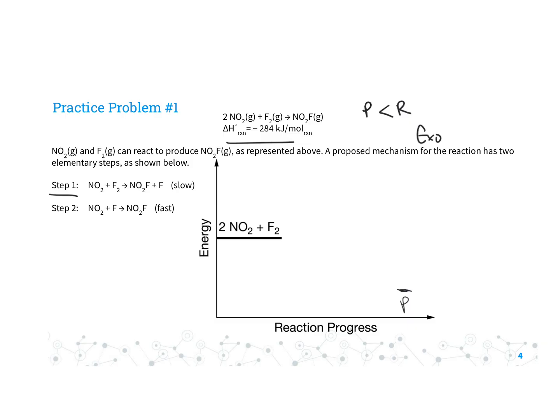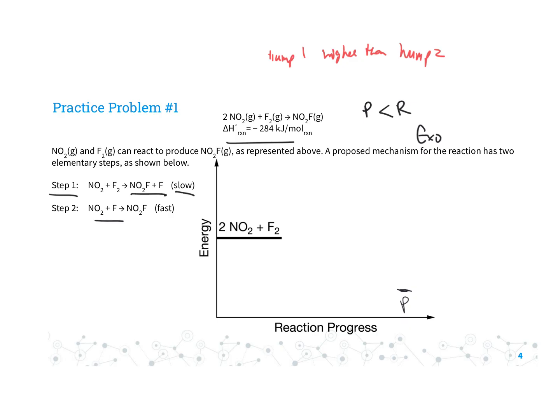We're also told that we have two steps. Step 1 is NO2 plus F2 makes NO2F plus F, and that's slow. Second step is NO2 plus F makes NO2F, and that's fast. And so what we know here is that hump 1 is going to be higher than hump 2.